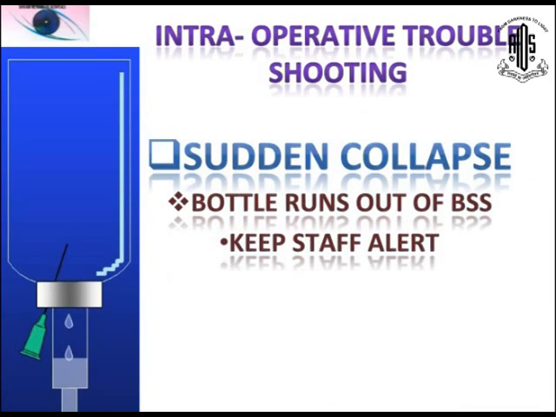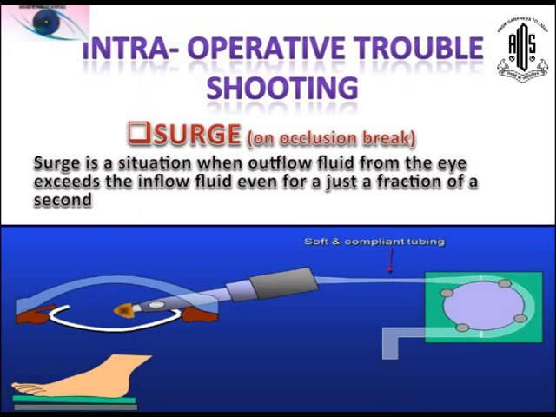Sudden collapse is one of the disasters we should always avoid. Keep your staff alert, because if the BSS runs out, there is suddenly a collapse of the chamber. As Dr. Arban has already told you, what is a surge? This graphic shows the surge situation, when outflow of fluid from the eye exceeds the inflow even for just a fraction of a second.